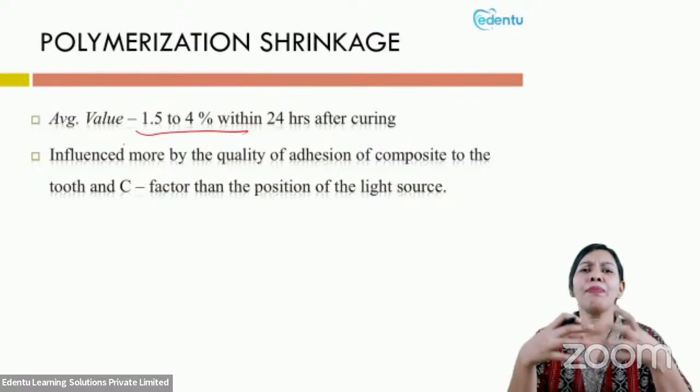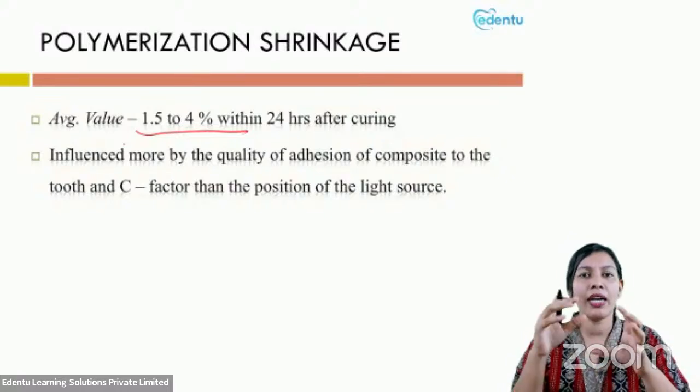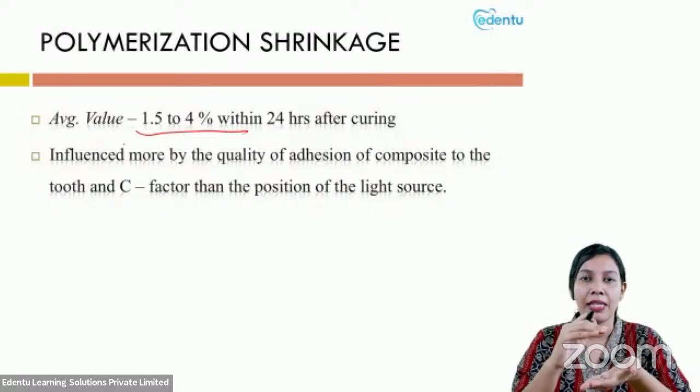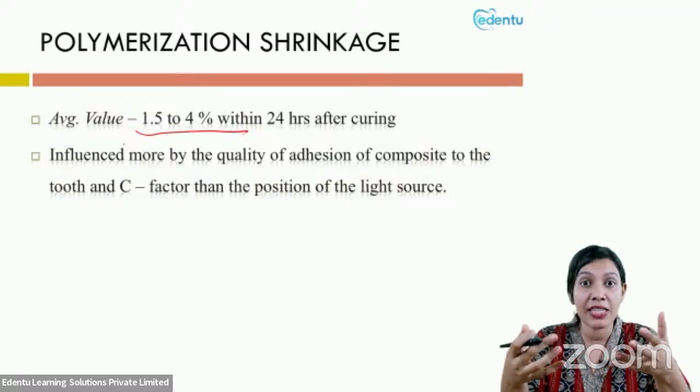So there are various methods how we can reduce the polymerization shrinkage. One is the incremental technique which we place. We can do a bulk filling or an incremental technique, but incremental technique of composite has been shown to reduce the polymerization shrinkage.